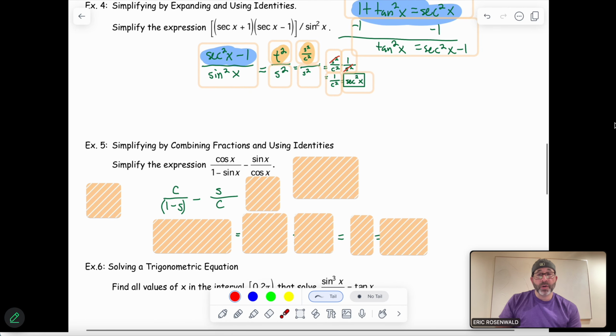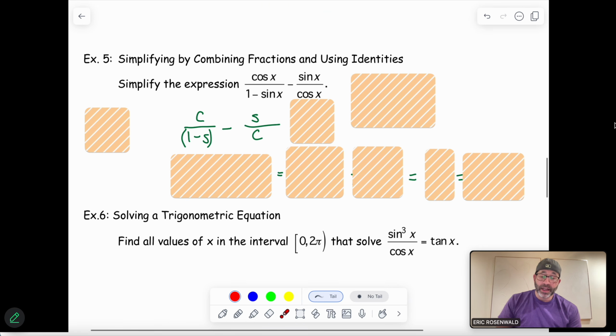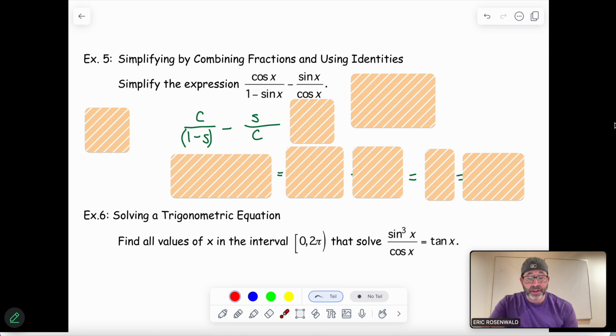All right, one more simplifying, then we're going to do 2 solving problems and we're done with these notes, okay? So first thing I'm going to do is simplify this by first getting rid of the cosines and sines and just writing c's and s's, okay?